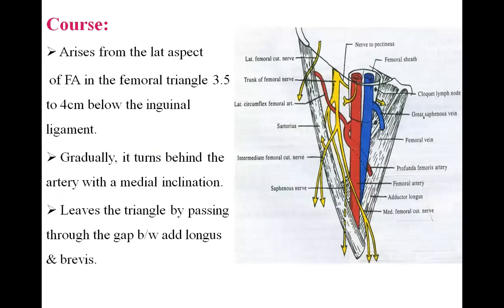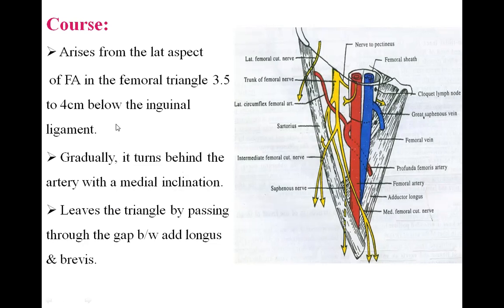Course of the profunda femoris artery. It arises from the lateral aspect of the femoral artery in the femoral triangle, 3.5 to 4 centimeter below the inguinal ligament. Here is the profunda femoris artery. Gradually, it turns behind the artery with a medial inclination. So, this artery will pass behind the femoral artery and medial.